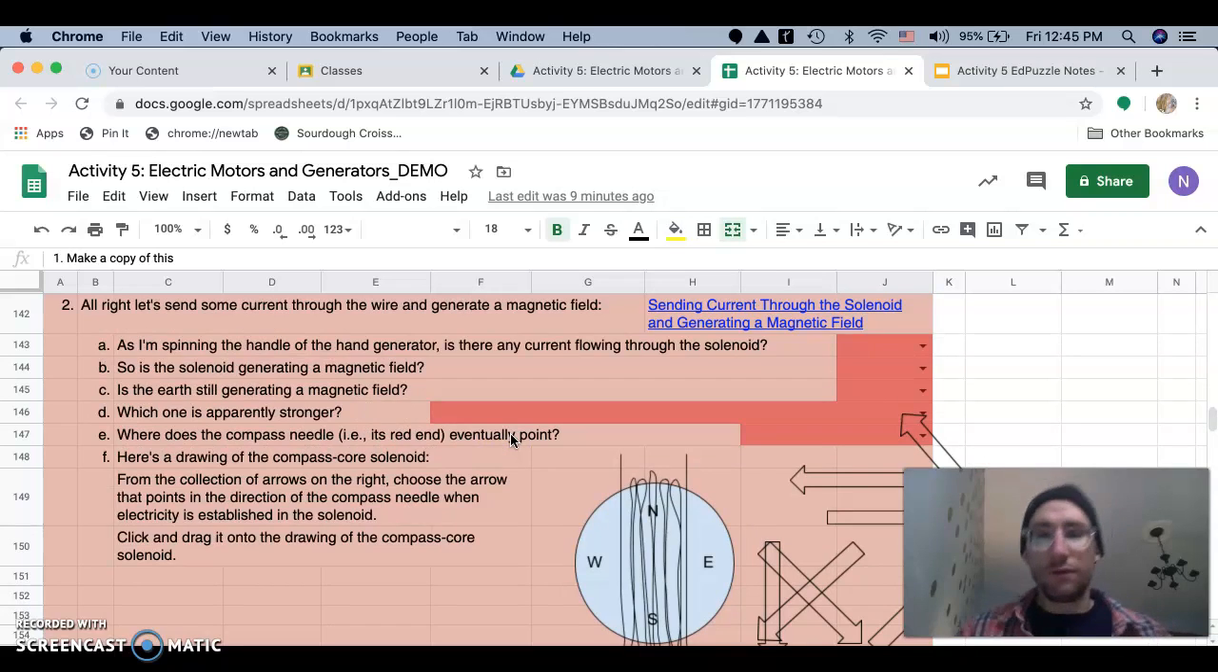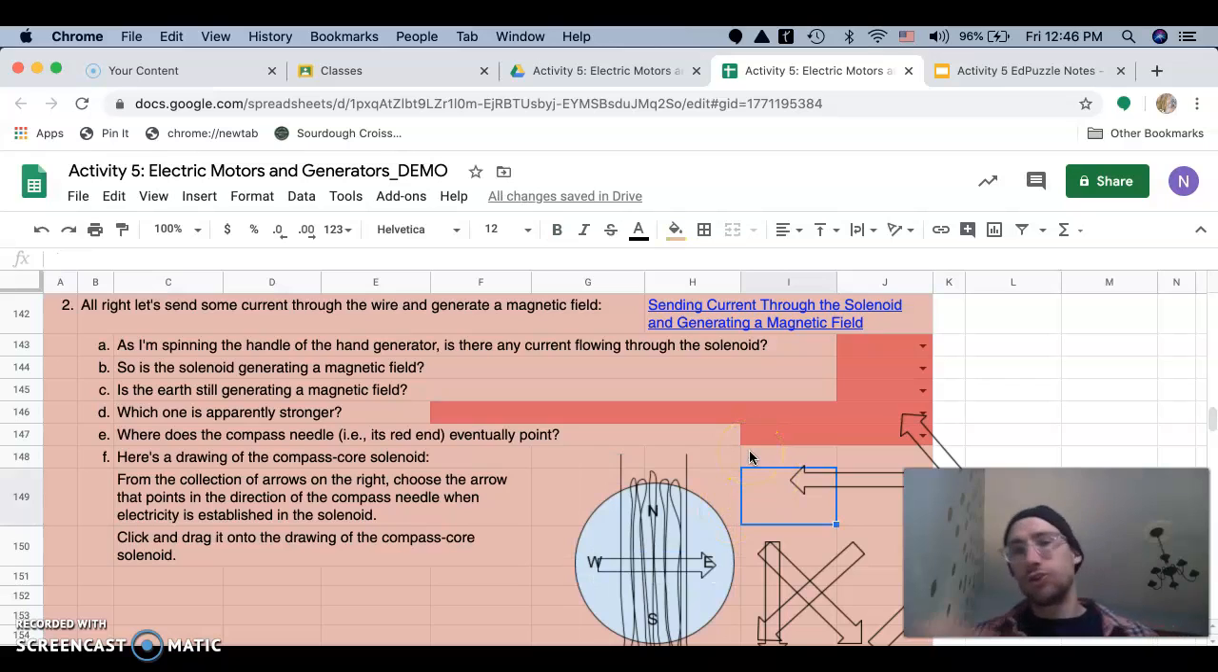And it does. In the first trial, when I first spin the hand generator and send current, electrons flowing through the solenoid, through the wire, a magnetic field is generated from the solenoid, which then magnetically forces the compass needle to move in another direction, other than where it normally points from the Earth's magnetic field. In the first trial, the compass needle pointed from west to east. The red end of the needle is like the tip of the arrow, and it's pointing to the east.